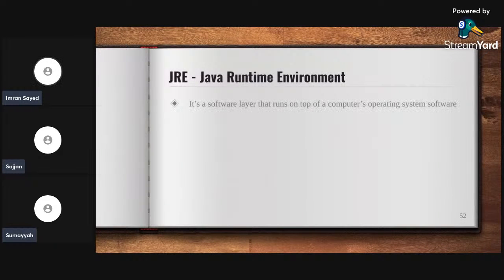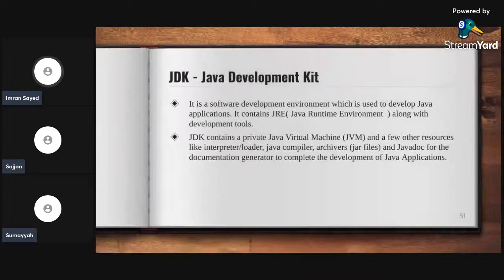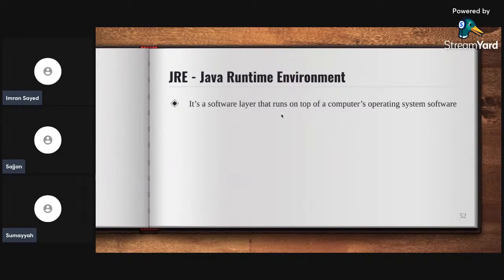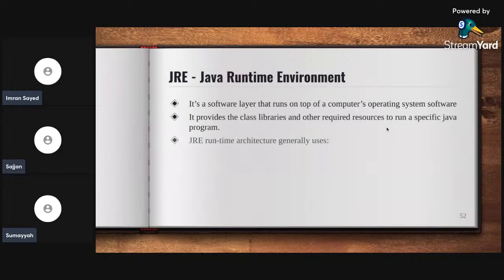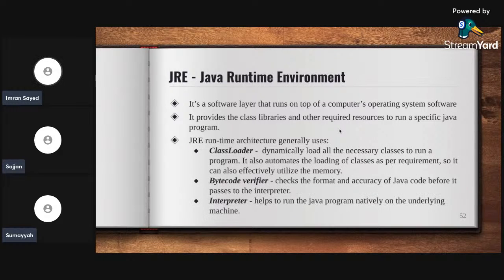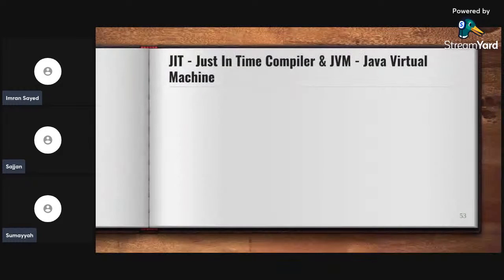Java runtime environment is a software layer. So the previous one, JDK, was a software development environment. JRE is a software layer that runs on top of the operating system, provides class libraries and other required resources to run a specific Java program. JRE runtime architecture uses a class loader, bytecode verifier, and interpreter. Then you have the just-in-time compiler and JVM.